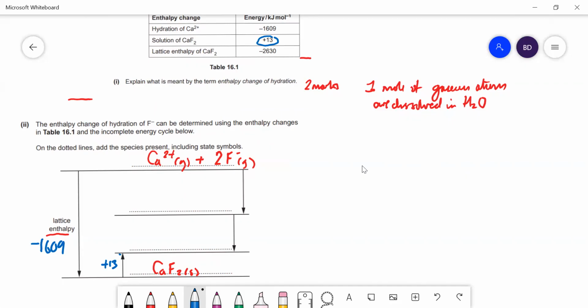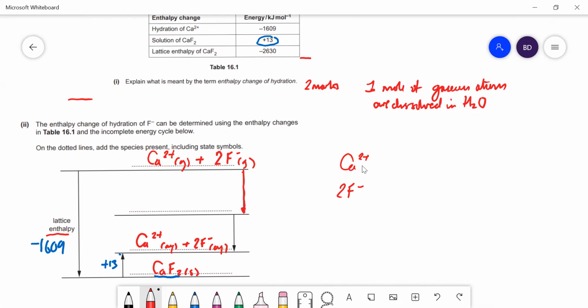So what are we doing? Enthalpy of solution, we're getting 1 mole of solid calcium fluoride and dissolving it in water. So that is going to be Ca2+ aqueous plus 2F- aqueous. All right, so they've obviously done this in 2 stages here. So now we're going to hydrate the calcium and hydrate the 2 fluoride ions. You can see they've made this arrow slightly bigger than the other one. Well, we don't know actually, so it doesn't matter which way around we put it.